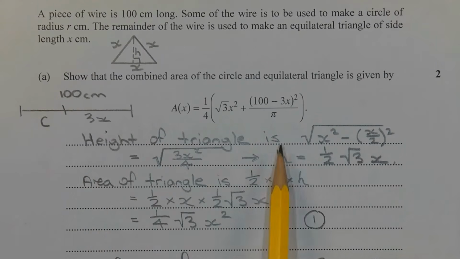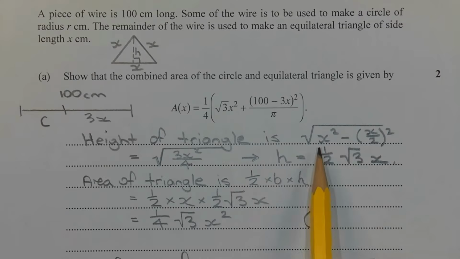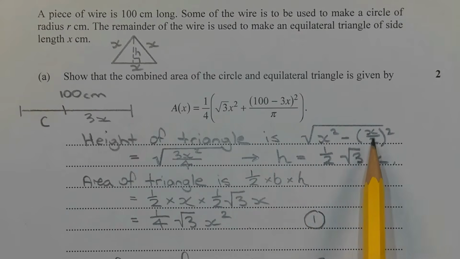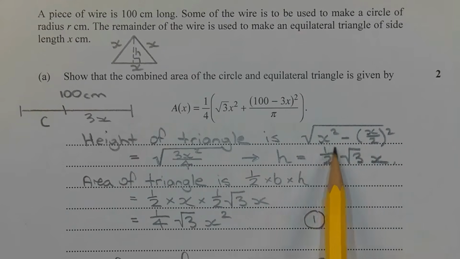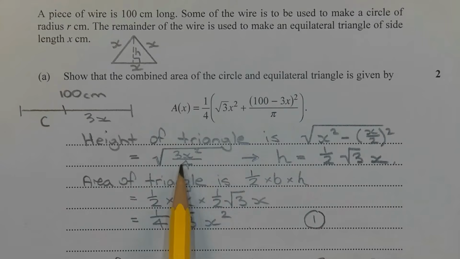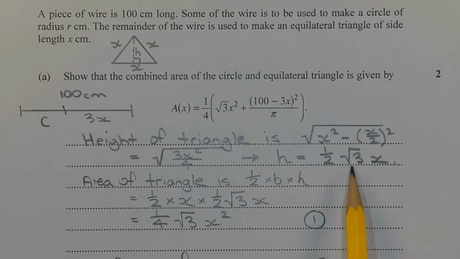So the height of the triangle using Pythagoras' theorem is the square root of x squared minus (x over 2) in brackets squared. That's the hypotenuse squared minus the short side squared, and we take the square root of that. And we get the square root of 3x squared over 4, and we can simplify that further. The denominator of 4 can be taken outside of the square root, and we also have x squared inside the square root, which can also be taken outside. So we get height is equal to half times root 3 times x.